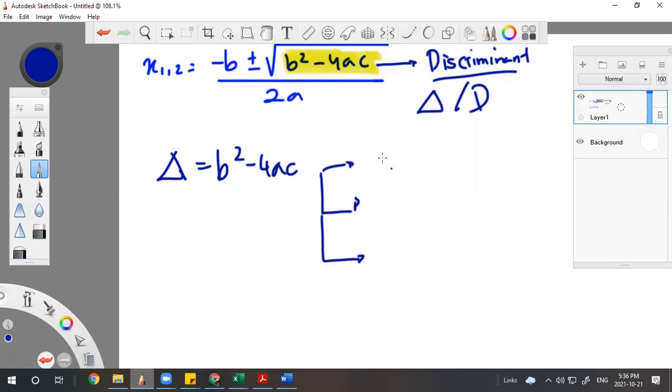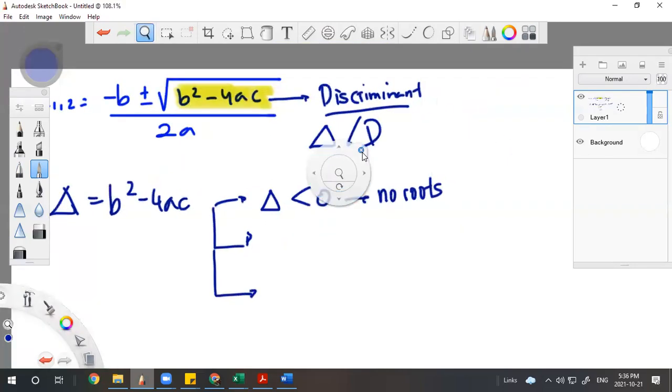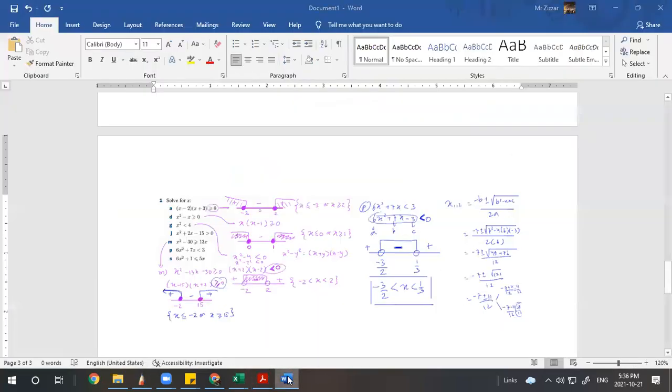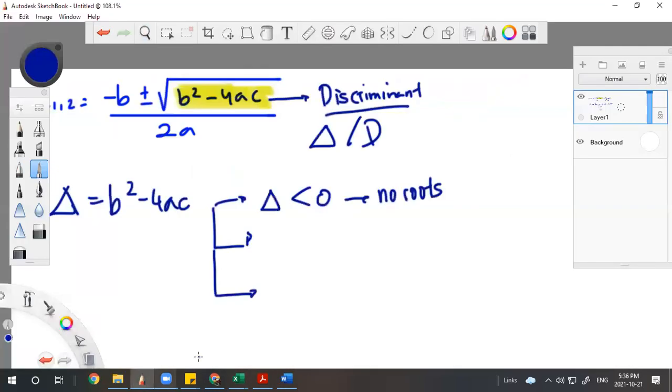When the discriminant is less than 0, the square root is of a negative number, so we have no real roots. Why? Because the square root of a negative number is impossible to exist in the reals.